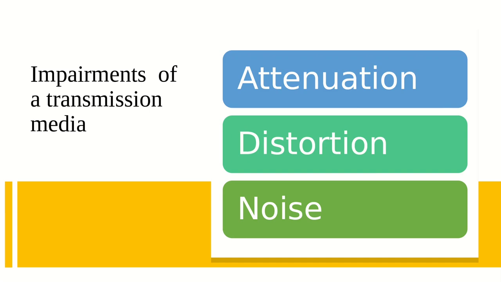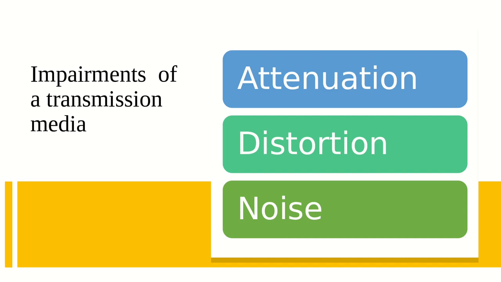So there are some impairments of transmission media. Attenuation is the signal getting weaker. This happens because of energy loss. When a signal travels through a medium, it loses energy. Amplifiers are used to avoid this. The loss or the gain of energy is measured by the unit called decibel.